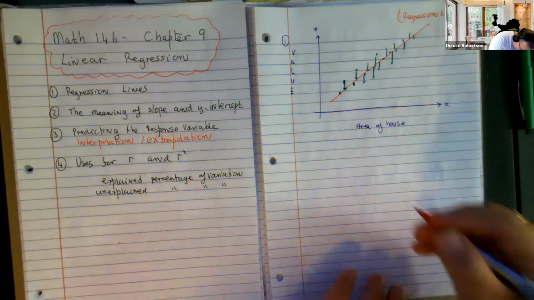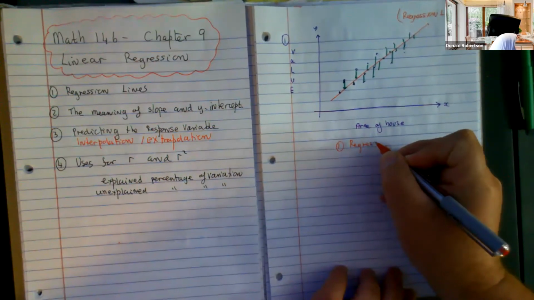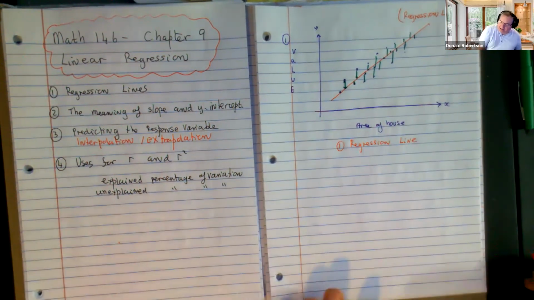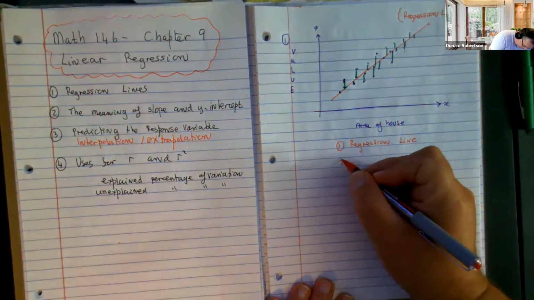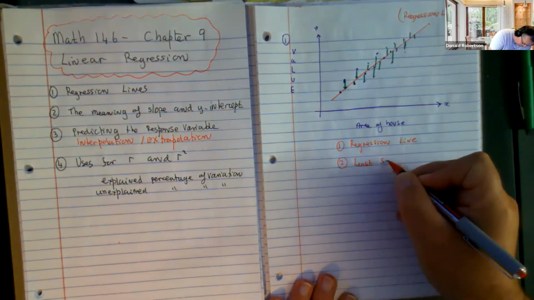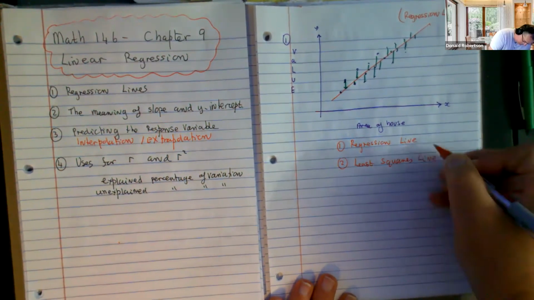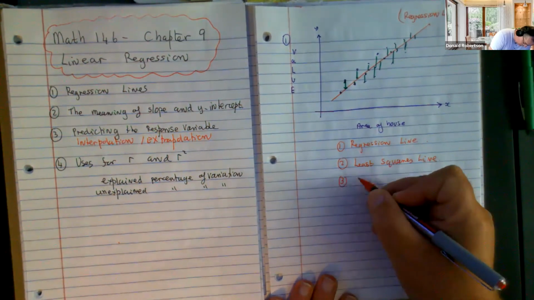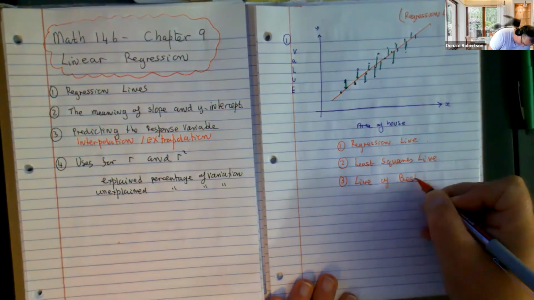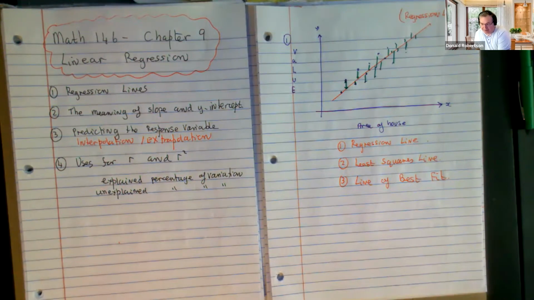And here's our first problem. It is called the regression line. In many cases, it's also called the least squares line. It's also called the line of best fit. It's the same line, it just has different names.